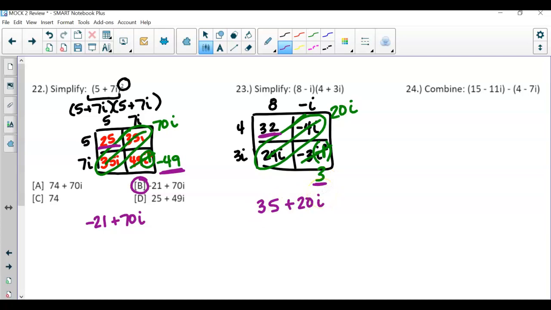Now we're combining in question 24. Notice how we're distributing a negative 1. So before I start combining, I'm going to bring down 15 minus 11i, but now instead of positive 4, now we have minus 4. And instead of minus 7i, now we have plus 7i. Now we can combine 15 minus 4, which is 11, and then negative 11i plus 7i is now negative 4i.